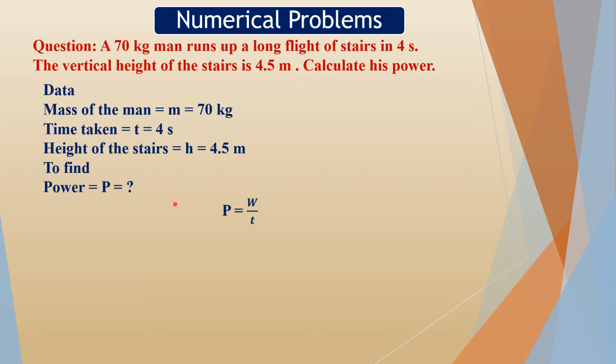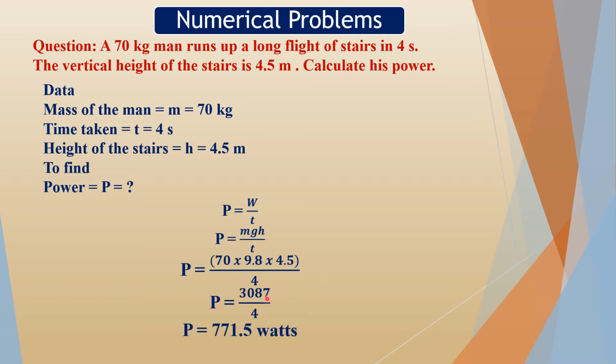Solution. We know that power is equal to work done per unit time, and work done is equal to mgh, because work done is equal to F dot D, force times displacement. Here the force is the weight of the body. Force is equal to the weight of the body, that is mg, and displacement is the height h. Putting values of mass, g, h and t, and after solving we get power is equal to 771.5 watts.